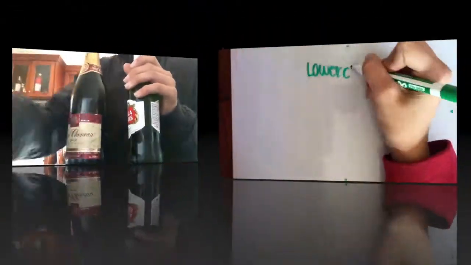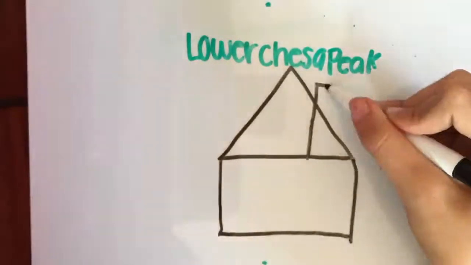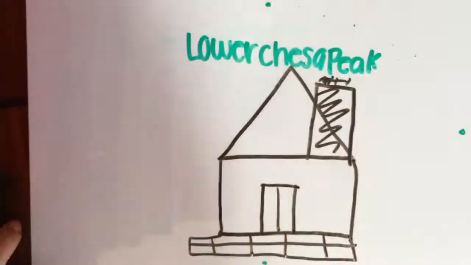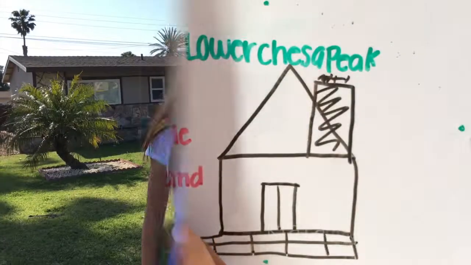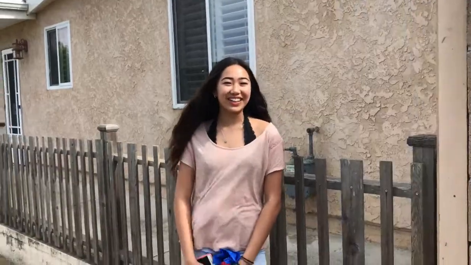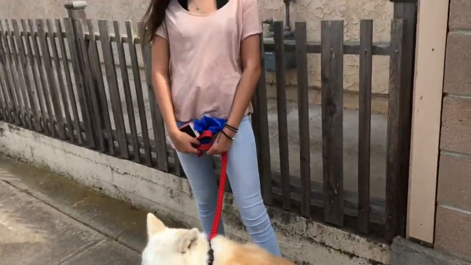This is a Lower Chesapeake House. It is 1 story, 2 rooms wide, and it has a steep roof and chimney. This is an example of an ivy house because it has a small garage and driveway and raised foundation. Behind me is a picket fence and is found mostly in the suburbs, and it's very thin and not strong.